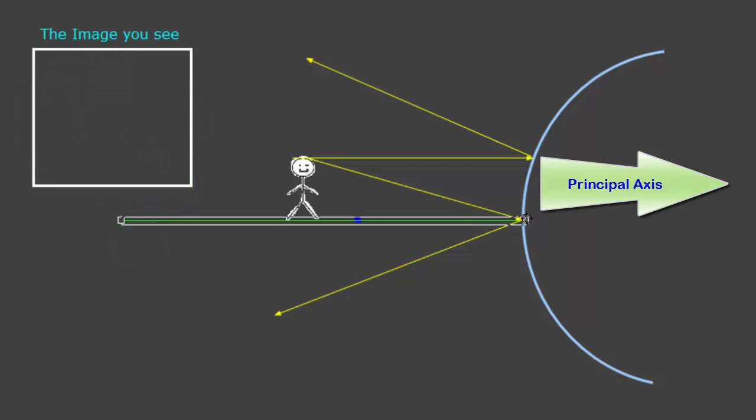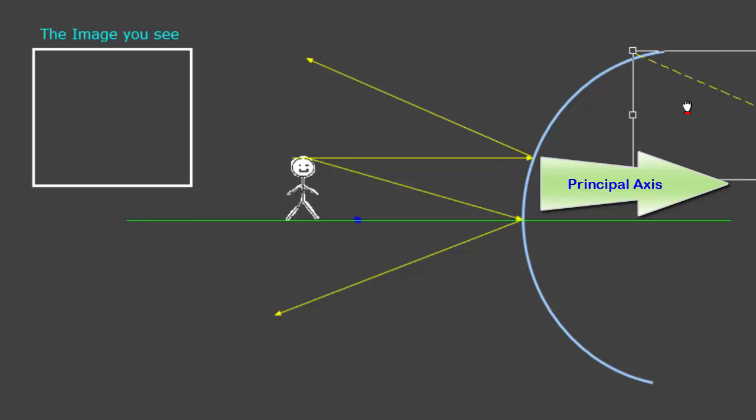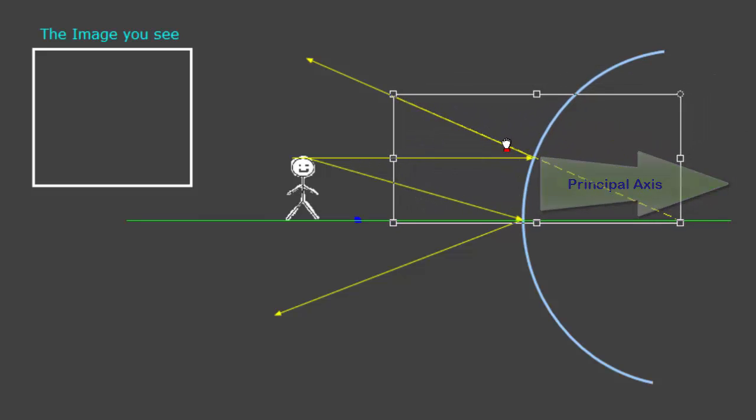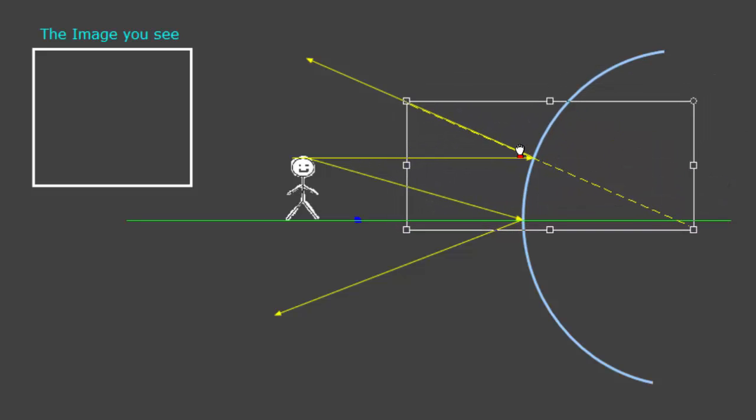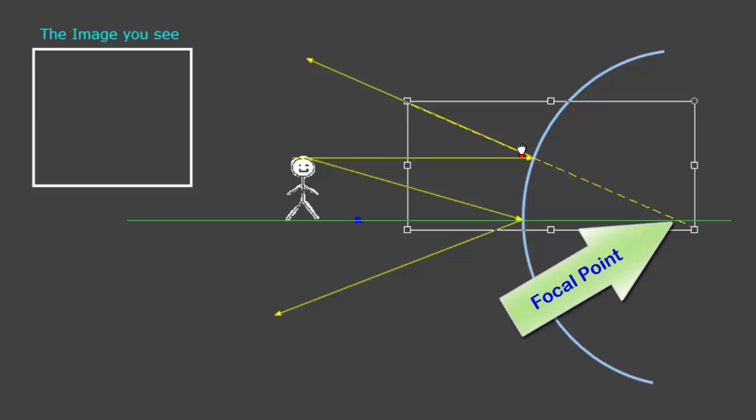So if I extend my principal axis all the way through, I'm going to need to connect my lines up. So if we take a dotted line and pass that straight through our mirror, and we make it dotted so that we know it's virtual. At that interception point with the principal axis in there, that is our new focal point. I'm going to mark that with a blue dot.